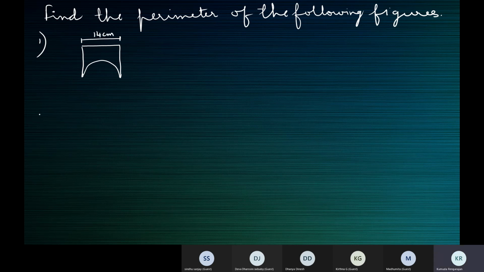Yes, children, find the perimeter of this figure. Perimeter is the length of the boundary. How many pieces is this figure made up of? Kirtana? A square and a semicircle, ma'am.